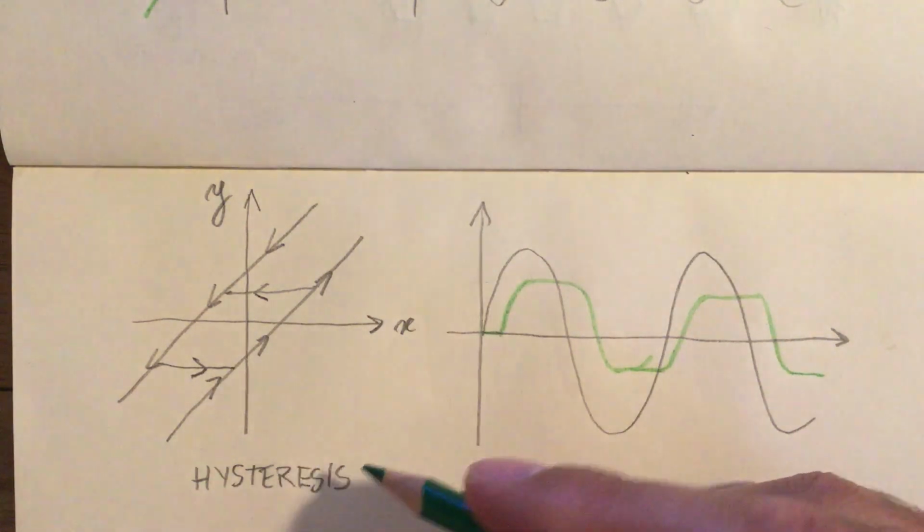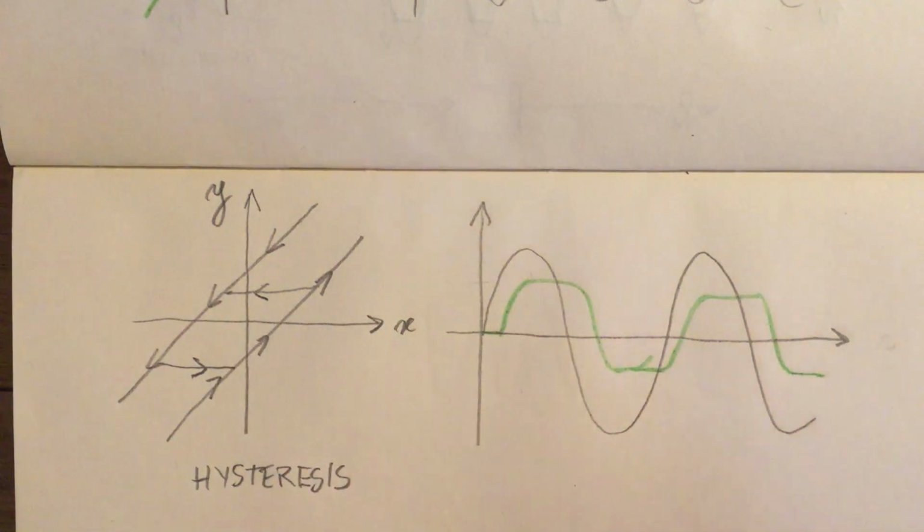Hysteresis can be found due to a number of reasons. It appears, for instance, in viscoelastic systems, but it can also appear in many mechanical and mechatronic systems because of a phenomenon called backlash.